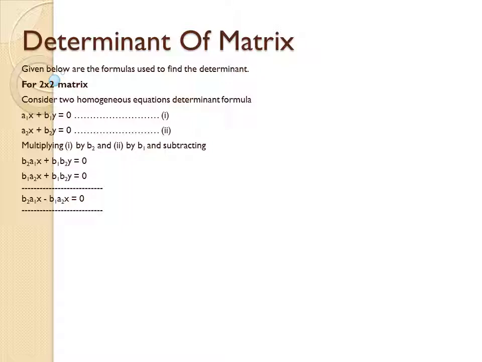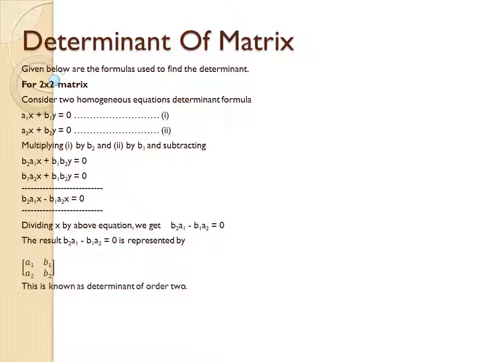So my equation becomes b2a1x minus b1a2x equal to 0. So dividing by x from the above equation, we get b2a1 minus b1a2 equal to 0. Basically this is the formula for the determinant of a second order matrix. We write it as a second order matrix with the terms a1, b1, a2 and b2. So this is known as the determinant of order 2, and it is b2a1 minus b1a2.